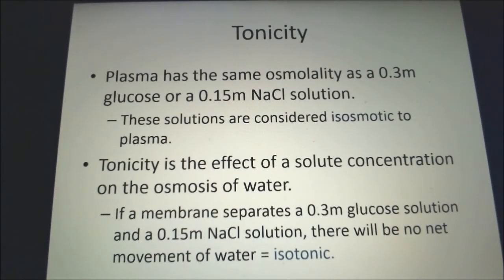Tonicity is a relative term to another substance, meaning if it's more concentrated, it's hypertonic. If it's less concentrated, it's hypotonic. And if it's equal, it's isotonic. Remember, when you look at tonicity as in osmolality, you have to take in the ionization also.